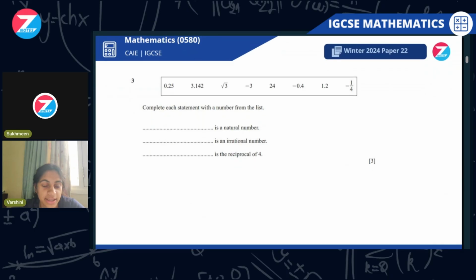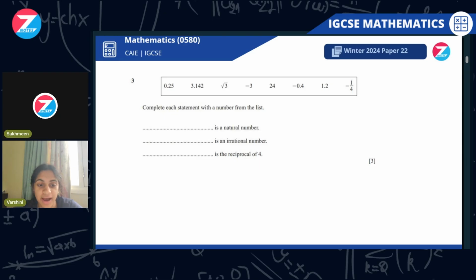Okay, 3. Complete each statement with a number from the list. So over here they've given us the numbers 0.25, 3.142, root 3, minus 3, 24, minus 0.4, 1.2, and minus 1 by 4.